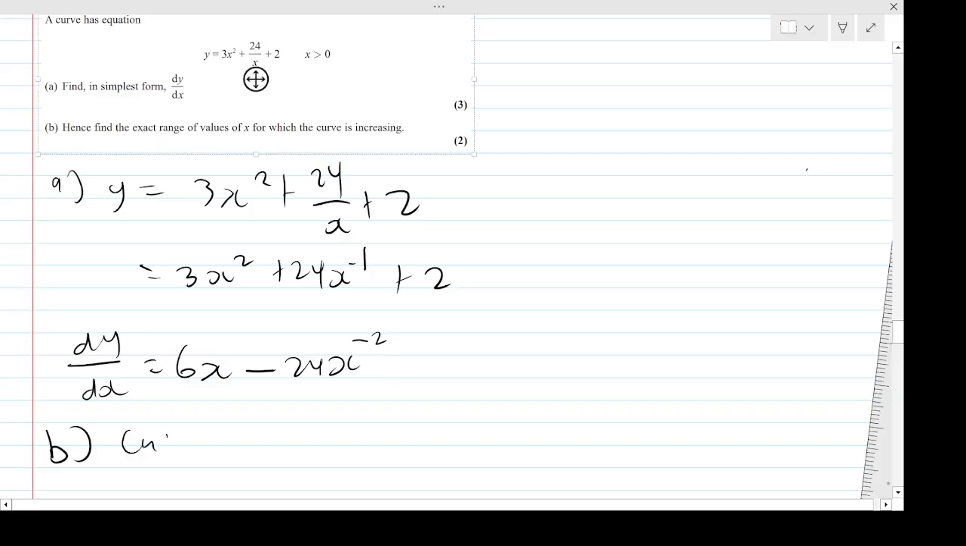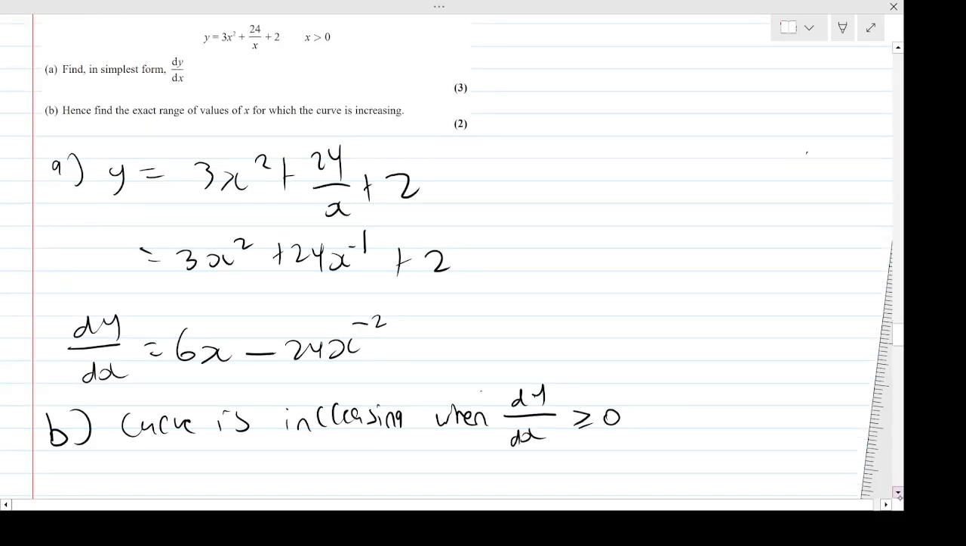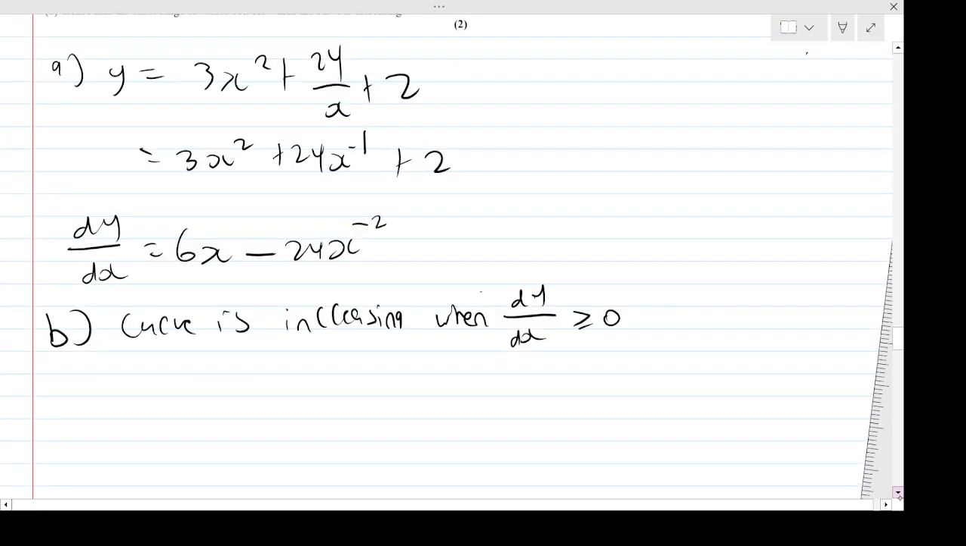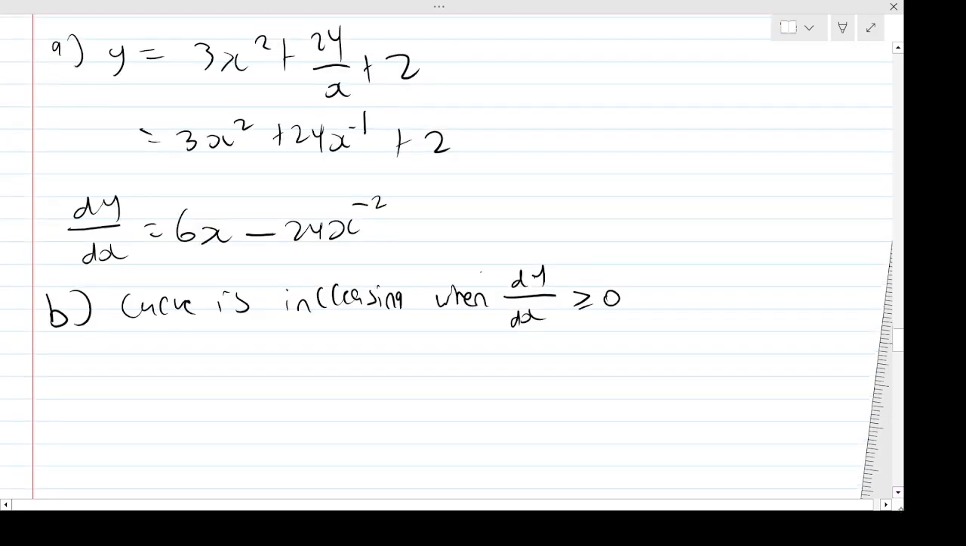So a curve is increasing when what? The derivative, or dy/dx, is positive, right? Greater than or equal to 0. Okay, so the gradient is positive. Hopefully you start to get used to the idea that decreasing means the gradient is negative and increasing means the gradient is positive, right? That's all we're really using here.